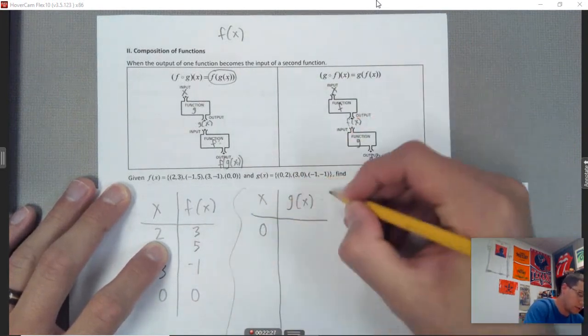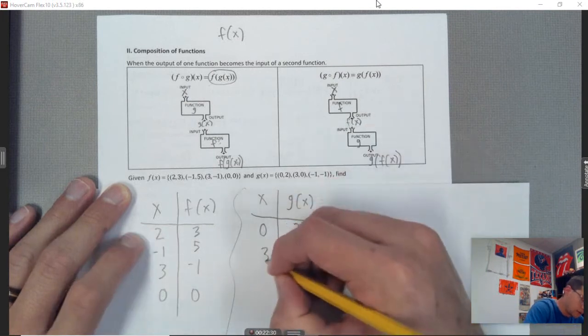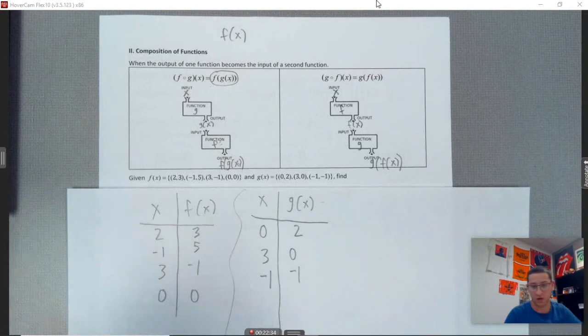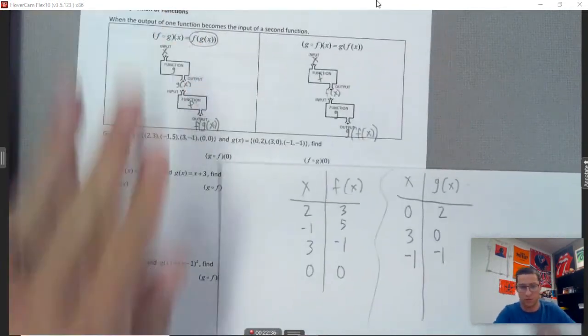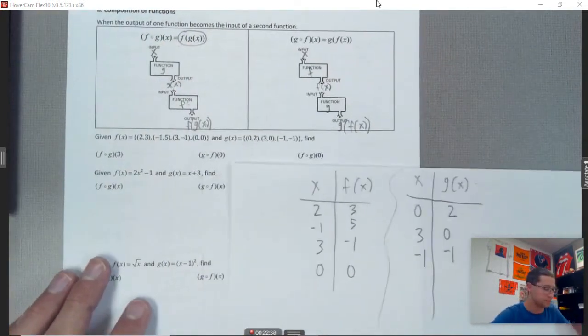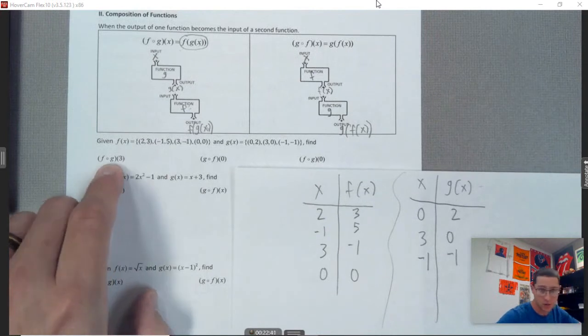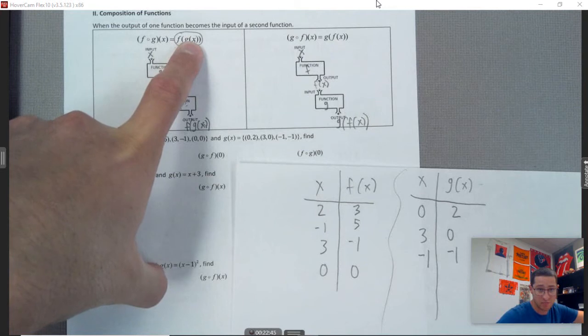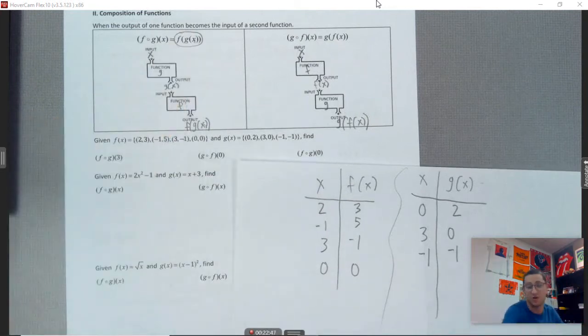Okay, you're inputting 0, getting out 2. Inputting 3, getting out 0. Inputting -1, getting out -1. Okay, so we're going to reference this table for these particular questions because it's going to help us a little bit. So this is the notation. Again, that little symbol just means you're inputting g of x into f of x.